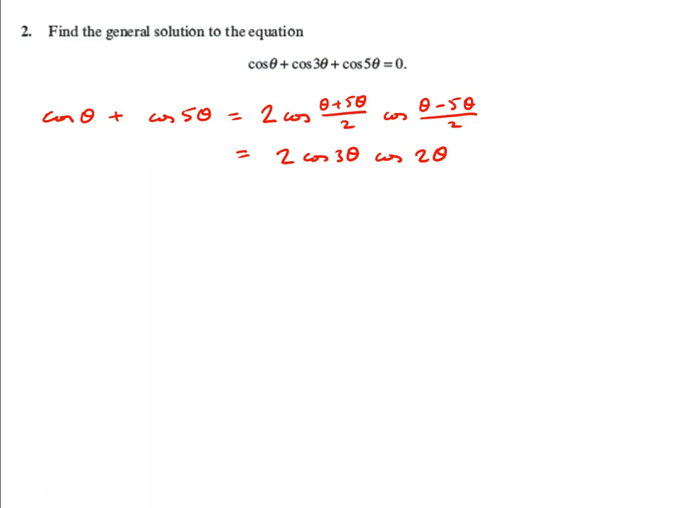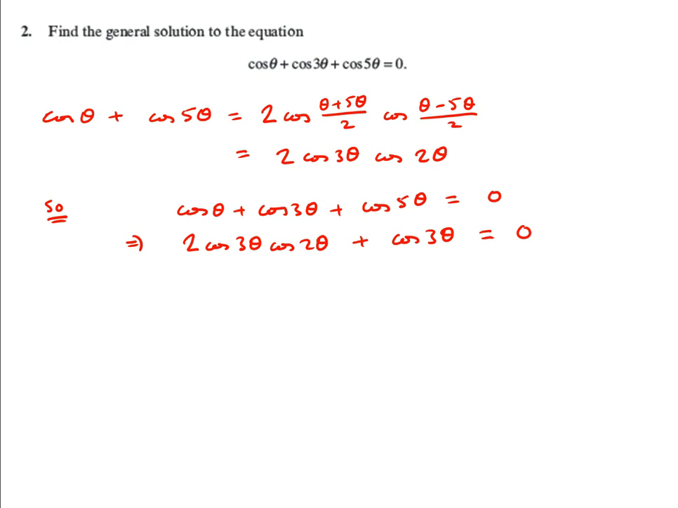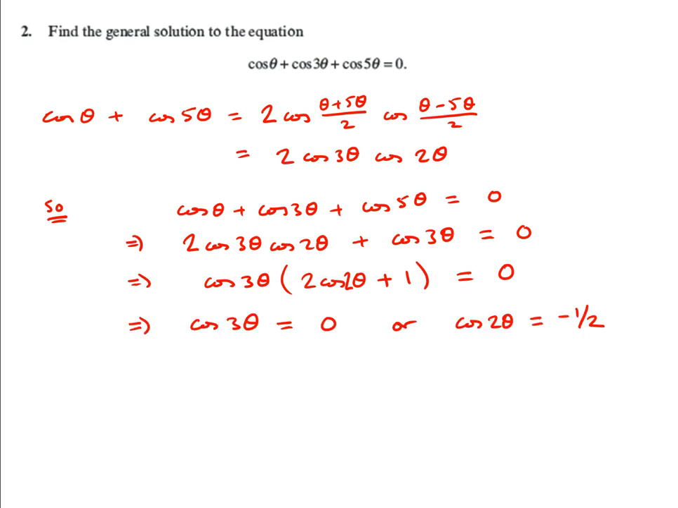Let's see what our final solution for this equation might look like. Using the factor formulae, we know that cos theta plus cos 5 theta is equal to 2 cos 3 theta cos 2 theta. So the equation now becomes 2 cos 3 theta cos 2 theta plus cos 3 theta must equal 0. Factor out the cos 3 theta. So we've got cos 3 theta times 2 cos 2 theta plus 1 equals 0. So we've either got cos 3 theta equals 0 or cos 2 theta equals minus 1/2.